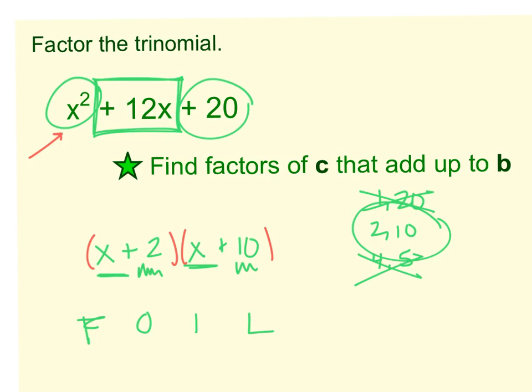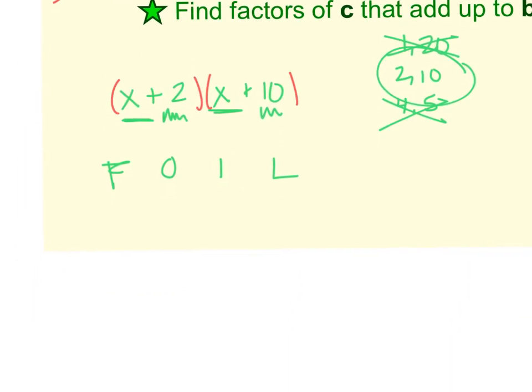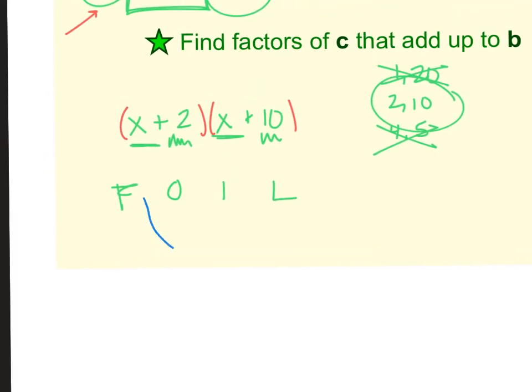One thing I want to point out is, let's say you had factored this and you wrote the x plus 10 first and the x plus 2 second. Those are the same answers because when we factor the trinomial, our factored answer is two binomials multiplied together. Multiplication is commutative, so the order doesn't matter as long as you have the positive 2 and the positive 10.